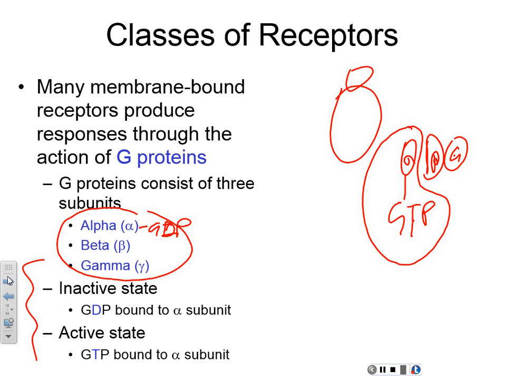Okay. Once it's activated, it will dissociate from these 2, and it's now attached to GTP, guanine triphosphate. It's just like adenosine diphosphate, adenosine triphosphate. Same thing. Instead of having adenine, you have guanine. Okay, so that's what they call G proteins.